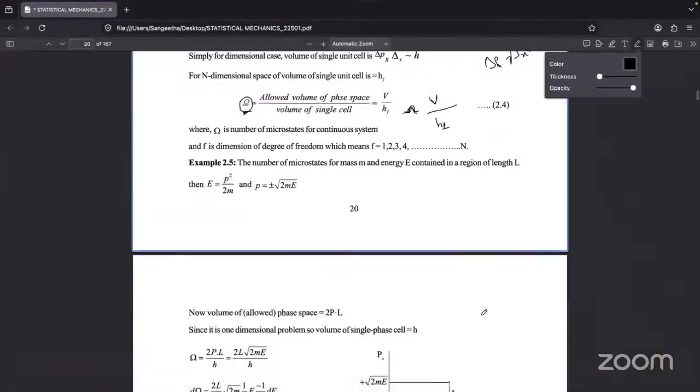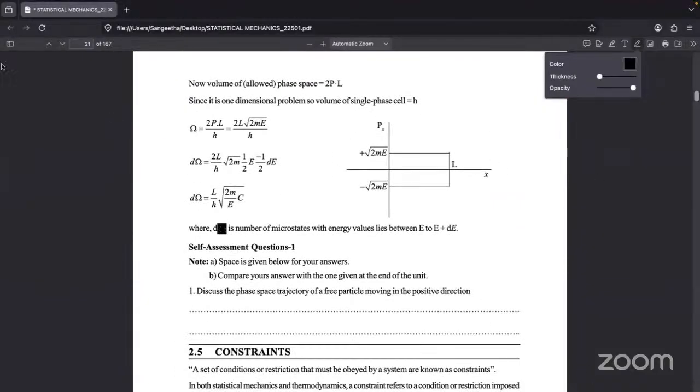Let's see here. So what we did: 2 is written as it is, L is written as it is. In place of P, 2me is substituted, and H is written as it is. So this is a printing mistake. What is the answer we got? Is it C here?